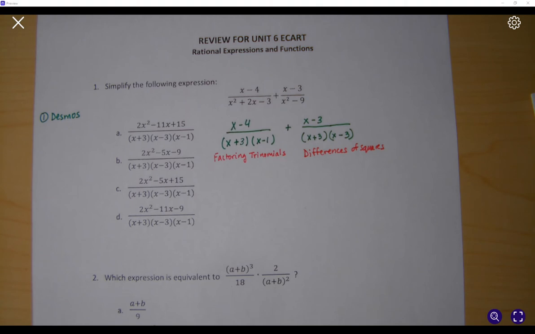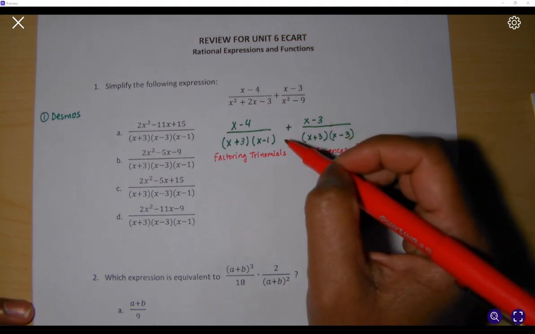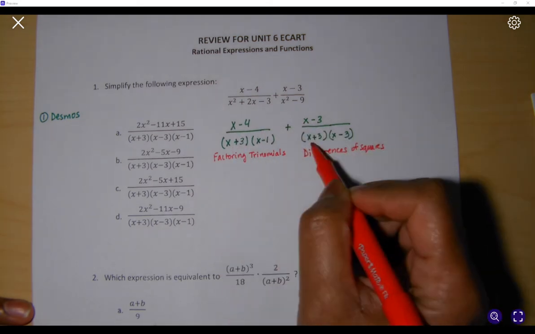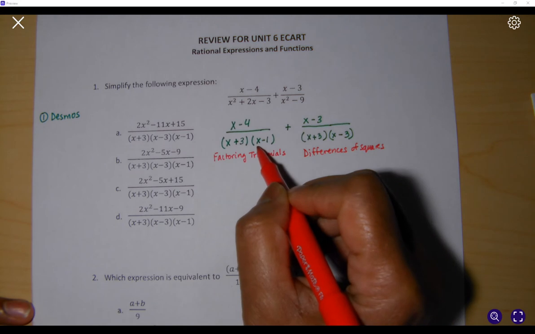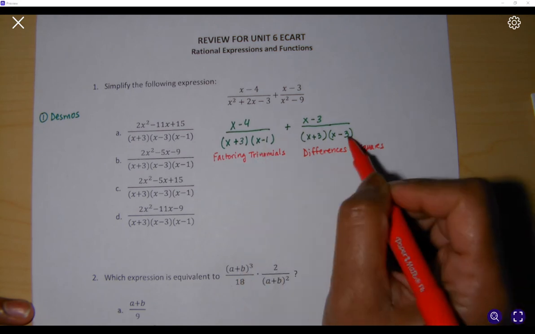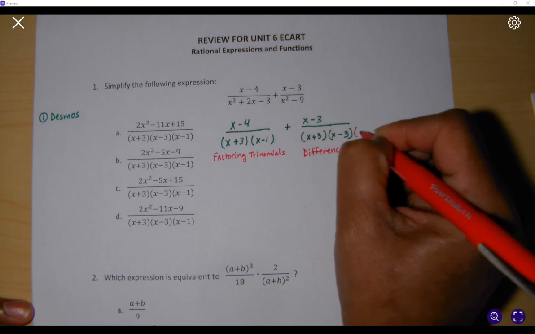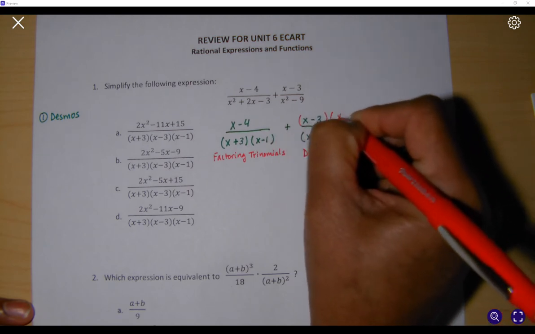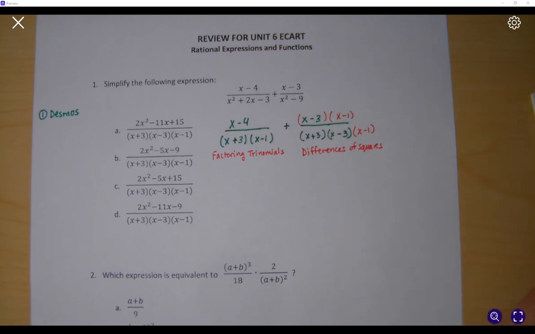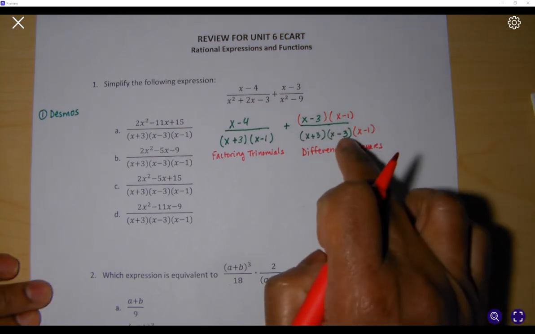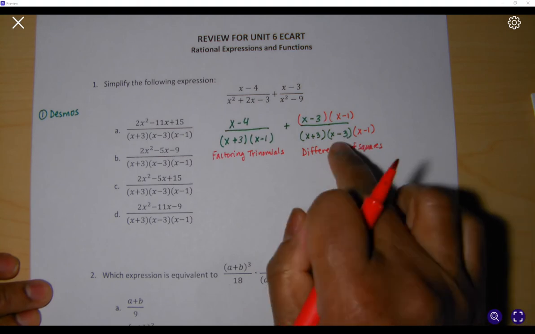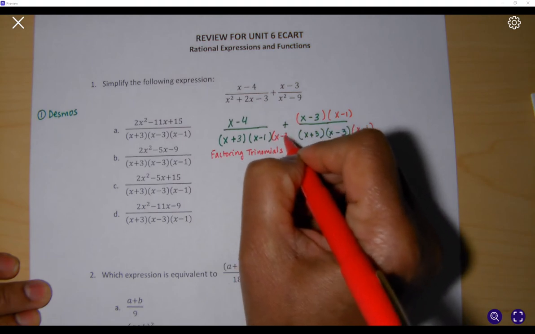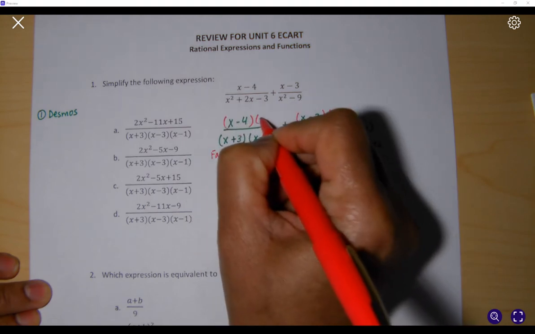Alright, so now let's see how to find a common denominator. You notice that there's an x plus 3 here and an x plus 3 here. This one has an x minus 1, and this one does not have an x minus 1. So we're just going to put x minus 1 here, and then you're going to multiply the numerator also by x minus 1. And the right expression has x minus 3. This one does not. So we're going to put x minus 3 here, by multiplying the numerator also by x minus 3.